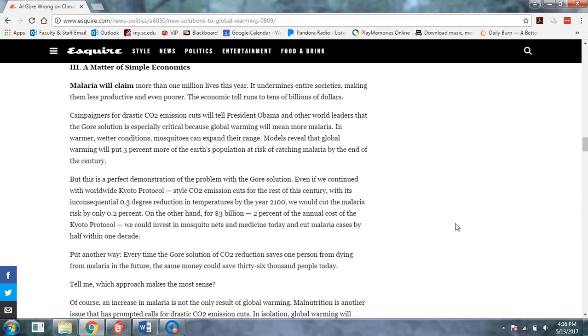He then restates it another way. Put it another way. Every time the Gore solution for CO2 reduction saves one person from dying from malaria in the future, the same money could save 36,000 people today. So that's pretty hard to argue against when he breaks it down like that. And the reason it's so convincing is because he's been so specific. He's brought in specific numbers, and it's awfully hard to argue with numbers.